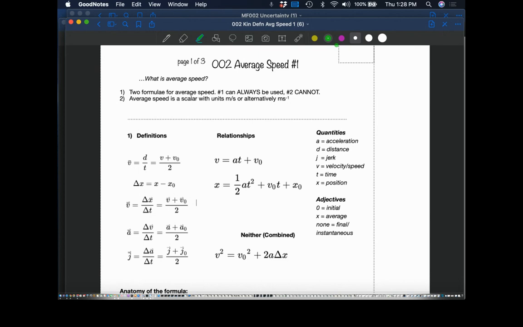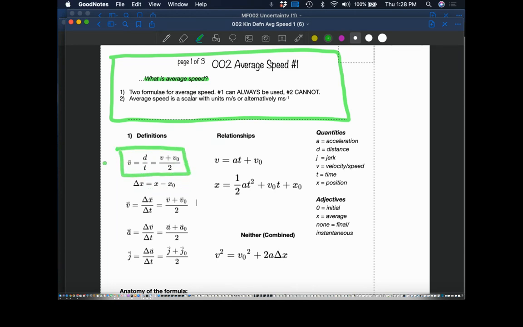Today we're going to be talking about average speed formula number one. Ultimately, we might start out by asking the question, what is average speed? Some things to note, there are two formulas for average speed, and those are located right here. And this is average speed formula number one. The second one is average speed formula number two, which will be the next lesson.